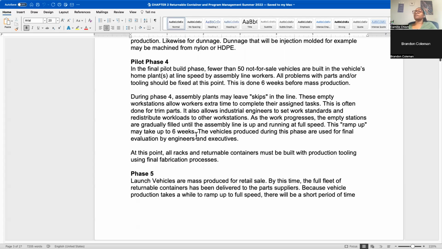Okay, when you get to phase 4, this will be like your final opportunity to test. So they're testing the product, they're getting closer and closer to production, but you're not done. And so this says this is done 6 weeks for mass production. That's the guideline, but it may happen before that. It may have to happen after that. It just depends on the company and part availability and things like that.